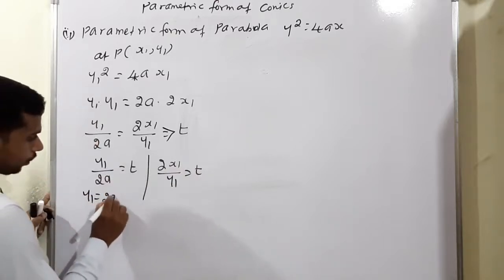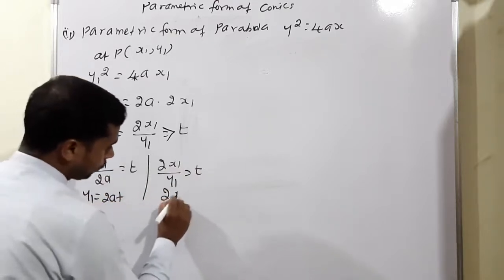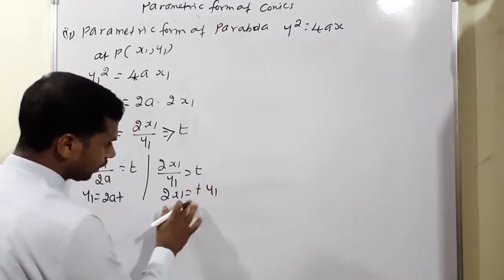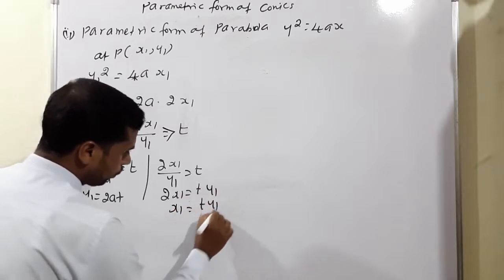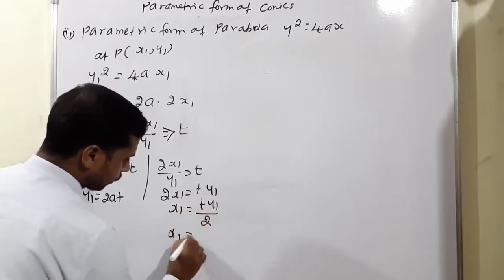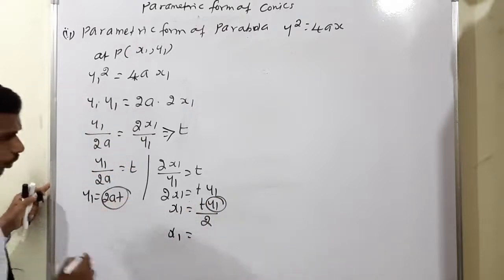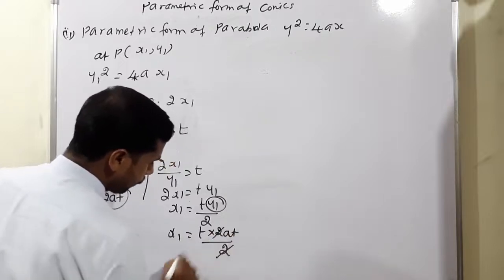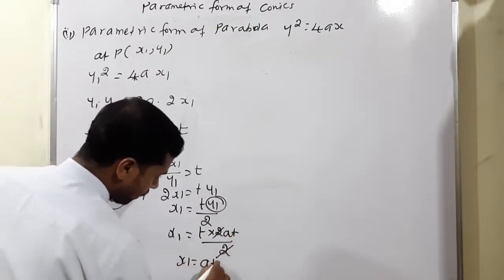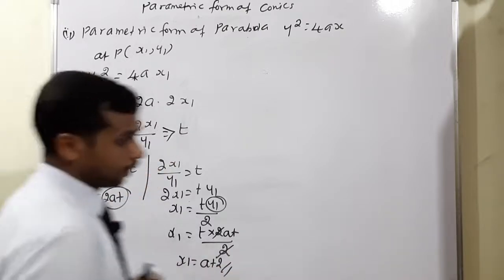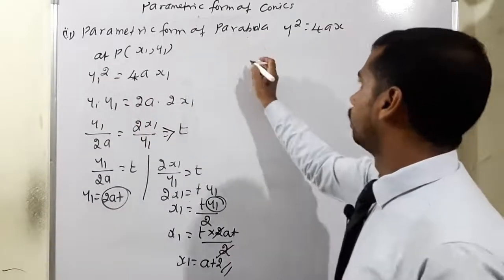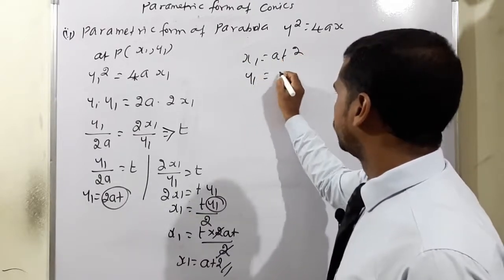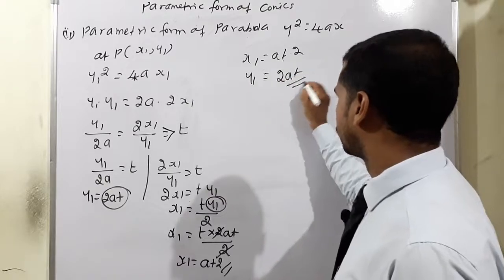Therefore, y1 is equal to 2at, as well as 2x1 is equal to t y1. Therefore, x1 is equal to t y1 divided by 2. So x1 is equal to, instead of y1 we can write 2at, so t into 2at divided by 2. Again 2 cancels, so x1 is equal to at square. So from these 2 points we can write the parametric form of parabola: x1 is equal to at square as well as y1 is equal to 2at. That's all.